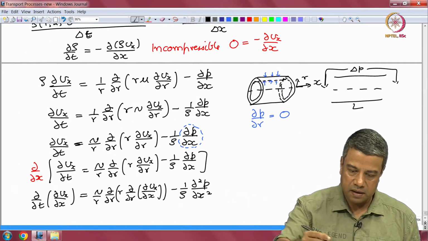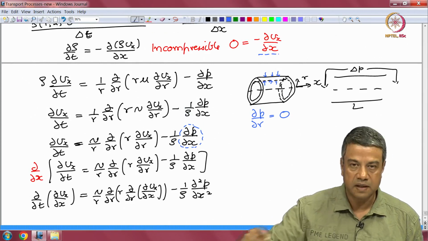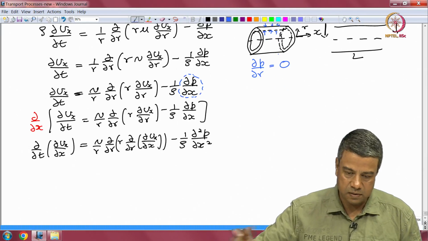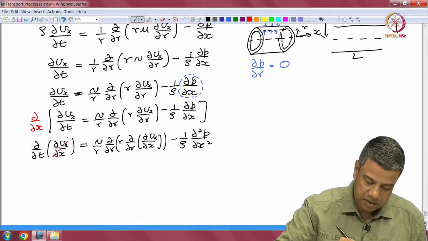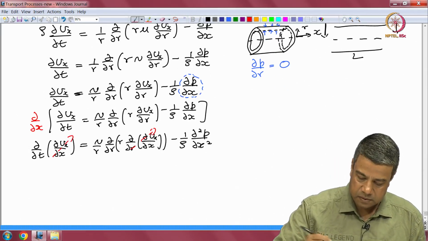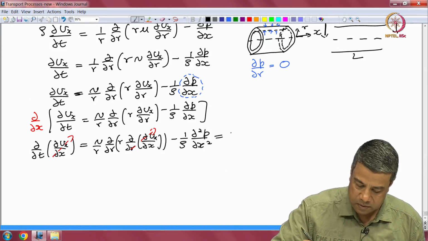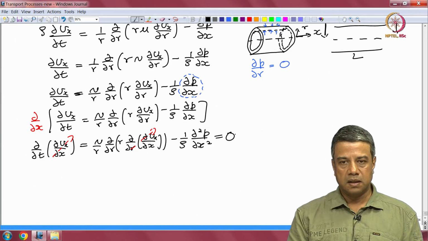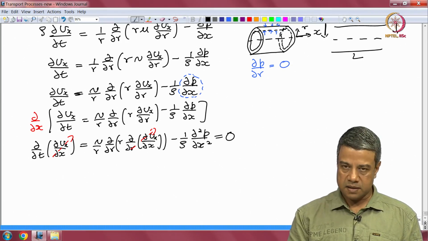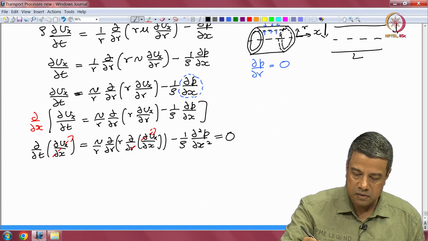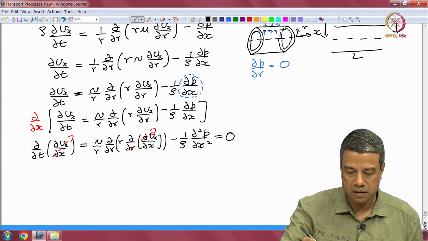And recall that we had derived this condition that dVx by dx is equal to 0. The derivative of the velocity with respect to x is 0. That means that this term is 0, this term is 0, and therefore, d square p by dx square has to be equal to 0. The derivative of p with respect to x square, that has to be 0.